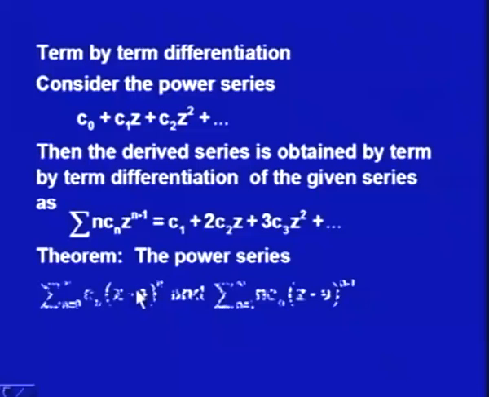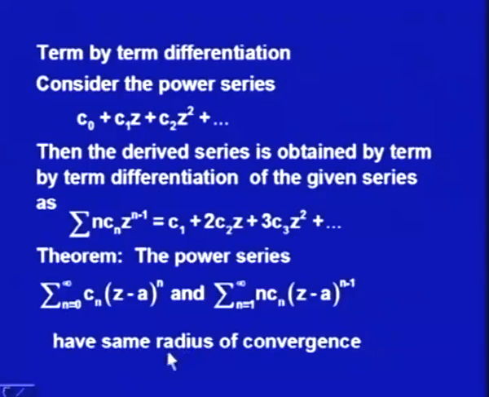So, if we write it in the form of a theorem, then summation C n z minus a raised to power n and summation n C n z minus a raised to power n minus 1, where n varies from 1 to infinity in this case and 0 to infinity in the other case, have the same radius of convergence, and if this converges to f z, then this will converge to f dash z.